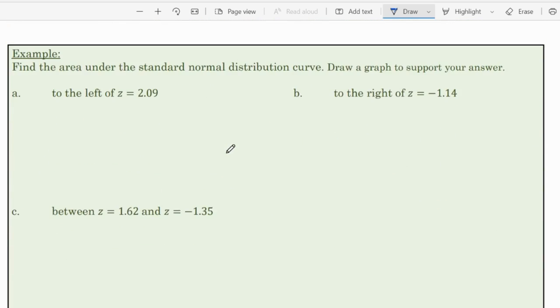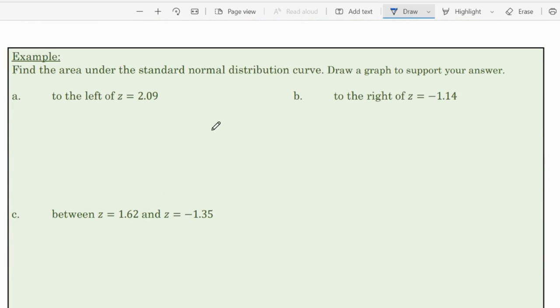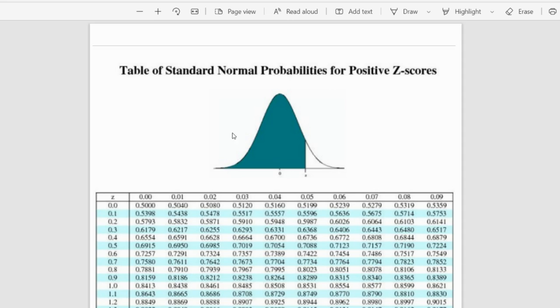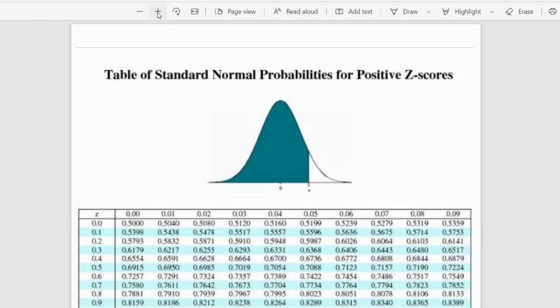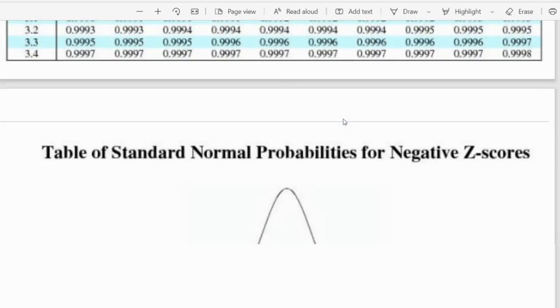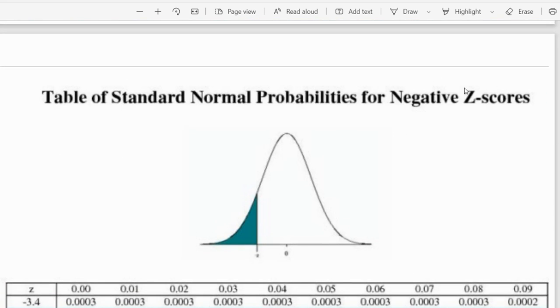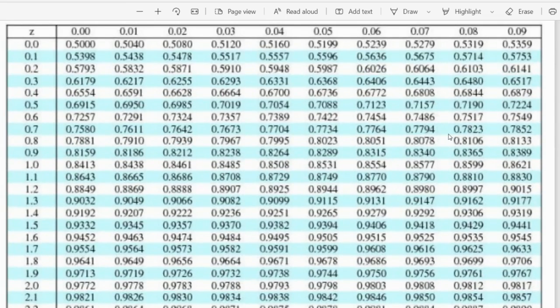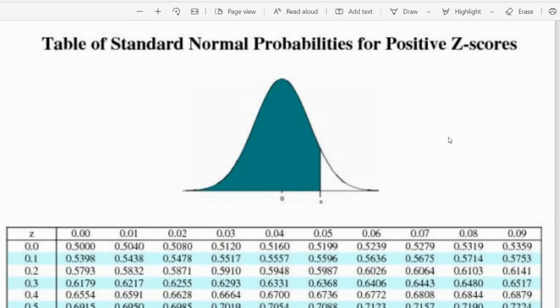Now, in order to calculate some of these different probabilities and areas, we need to use something called a z-score table. This z-score table that I gave you has one side that has positive z-scores and one side that has negative z-scores. So depending on what type of problem you're doing, you're going to use one side or the other to calculate all the probabilities.